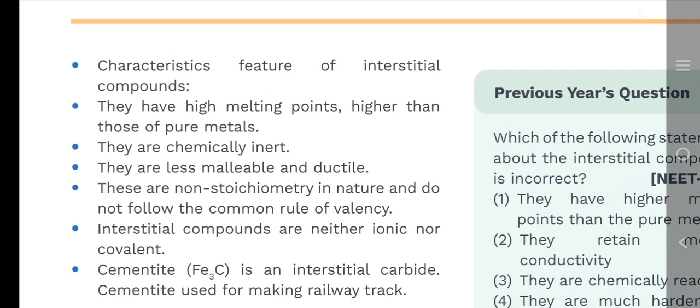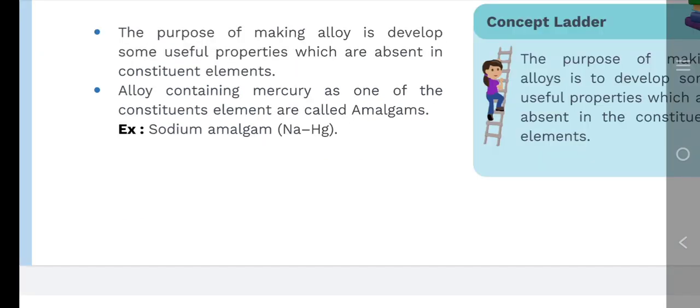Characteristic features of interstitial compounds. They have high melting points, higher than those of pure metals. They are chemically inert. They are less malleable and ductile. They are non-stoichiometric in nature and do not follow the common rule of valency. Interstitial compounds are neither ionic nor covalent. Cementite, Fe3C, is an interstitial carbide. Cementite is used for making railway tracks.